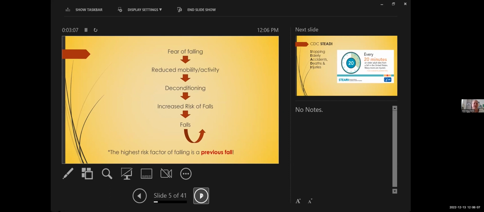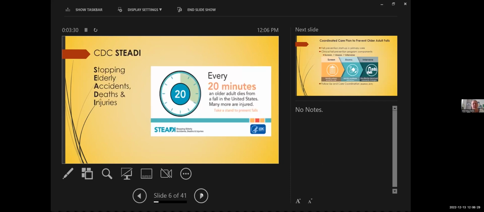Fear of falling can lead to reduced mobility or activity. That can lead to deconditioning, which in turn can increase the risk of falls, can cause a person to fall, and the whole thing starts over again. The highest risk factor for falling is actually a previous fall. So with our assessment, one of the big questions we're going to ask is about fall history.